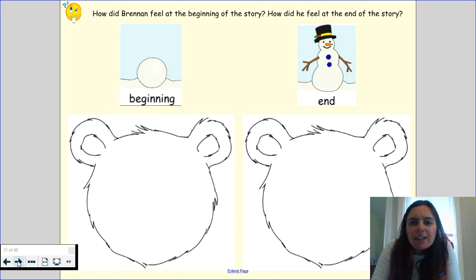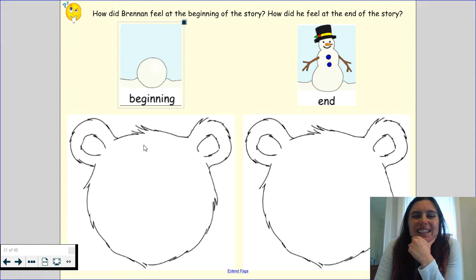How did Brennan feel at the beginning of the story? How did he feel at the end of the story? Well, let's think at the beginning. He felt nervous and anxious because he didn't remember anything about analogies. So at the beginning, he felt nervous. Can you all make a nervous face? And then at the end of the story, he felt good because he understood analogies and he felt proud because he did well on his test.